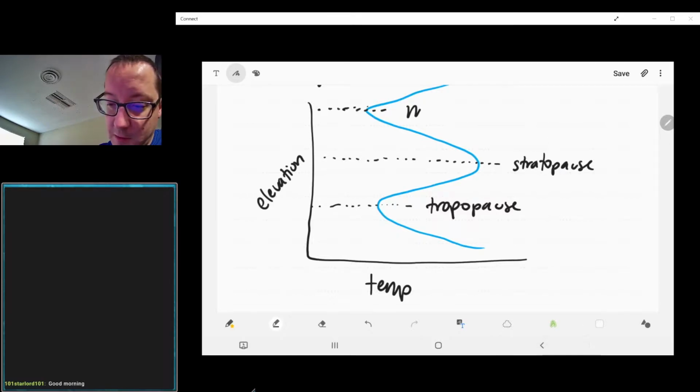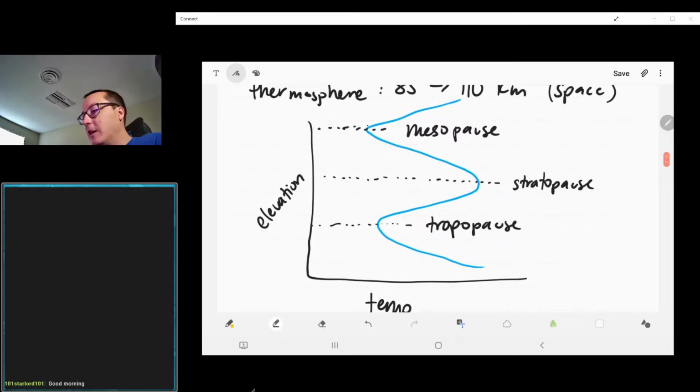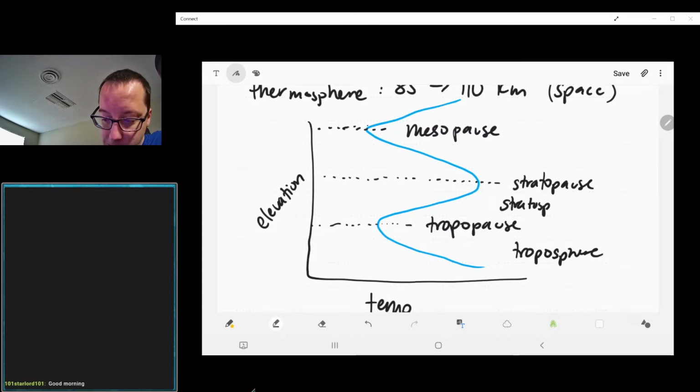And the mesopause. It's interesting to note that we're used to the idea that the higher you go up, the colder it gets. And that is absolutely true for the troposphere here. So this layer is the troposphere, the stratosphere here, the mesosphere, and then the thermosphere.